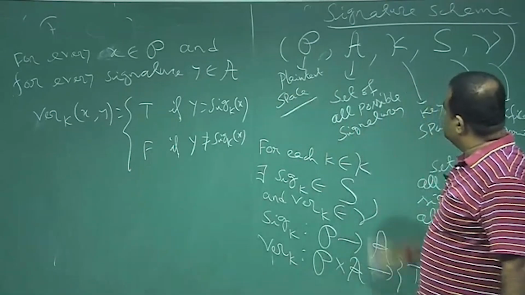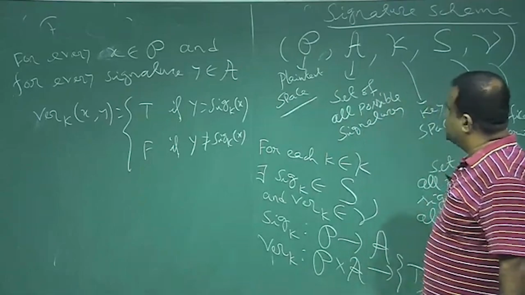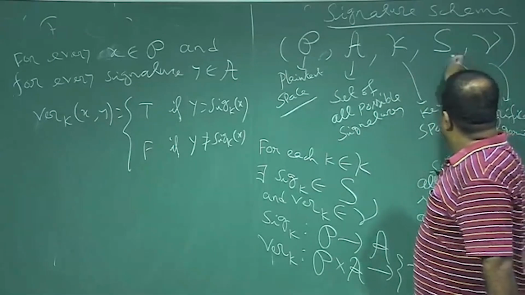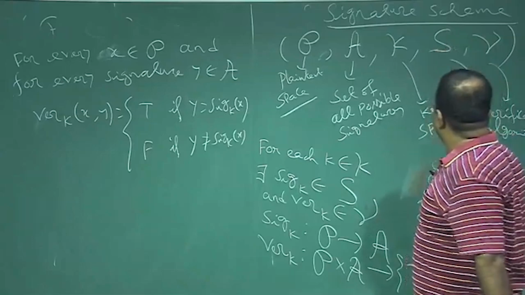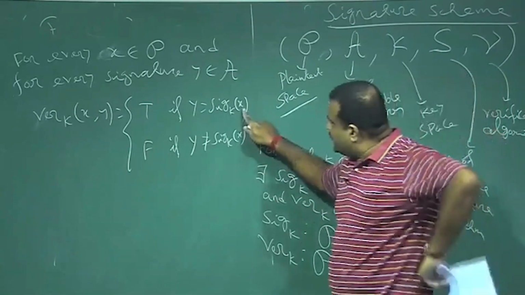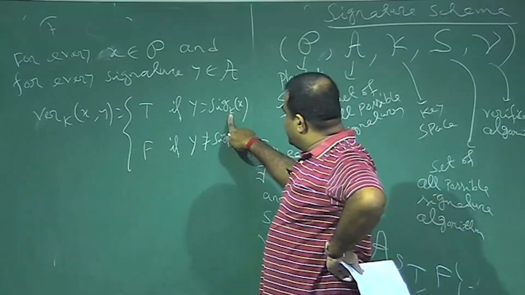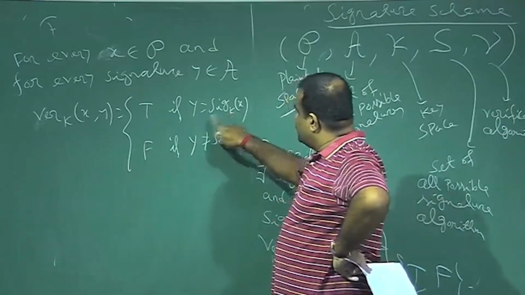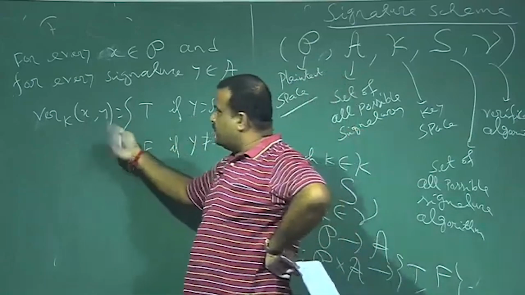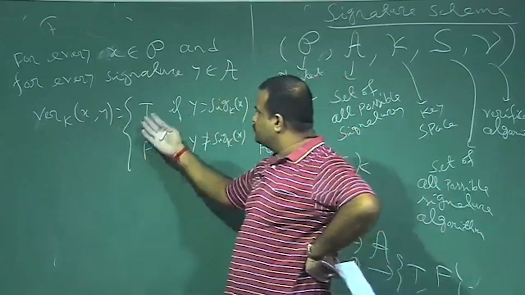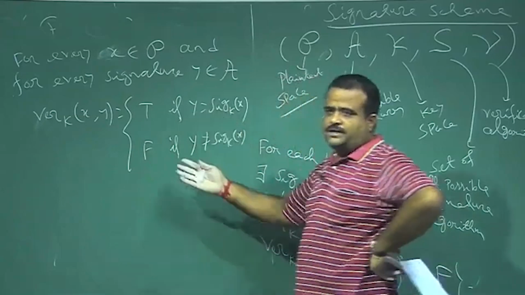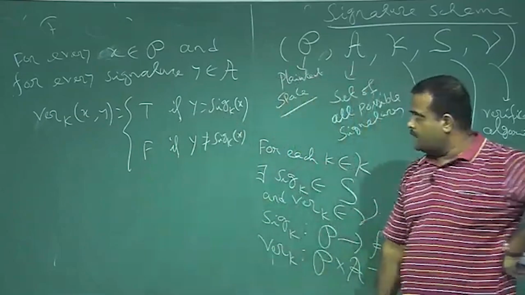Okay. So, this is the set of all possible signatures, this is the key space, this is the set of all possible signature algorithms, and this is the set of all verification algorithms. If a message was signed using a key and it gives a signature y, then we should be able to verify it. It should give us true if it is a signature, otherwise it should give us false.